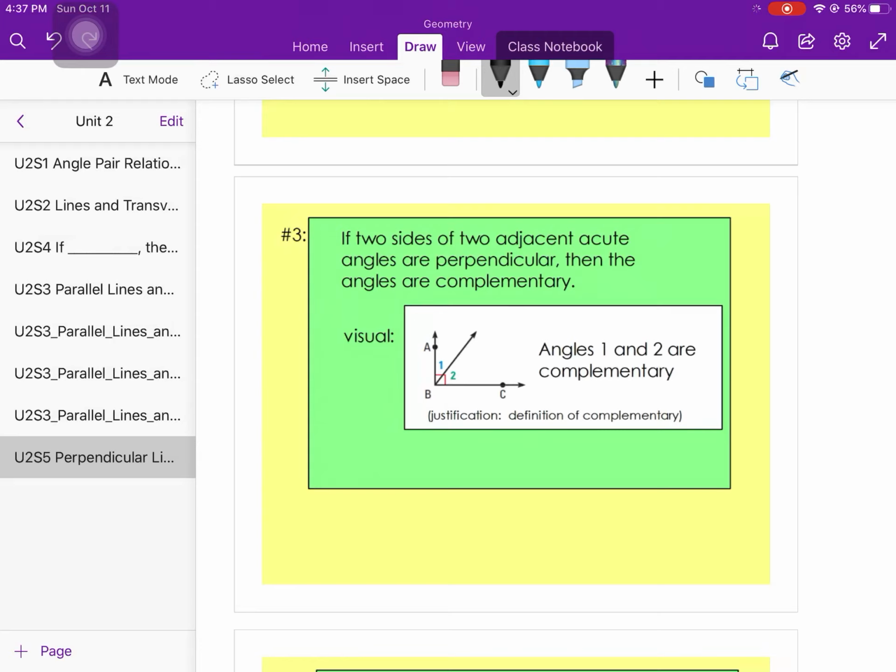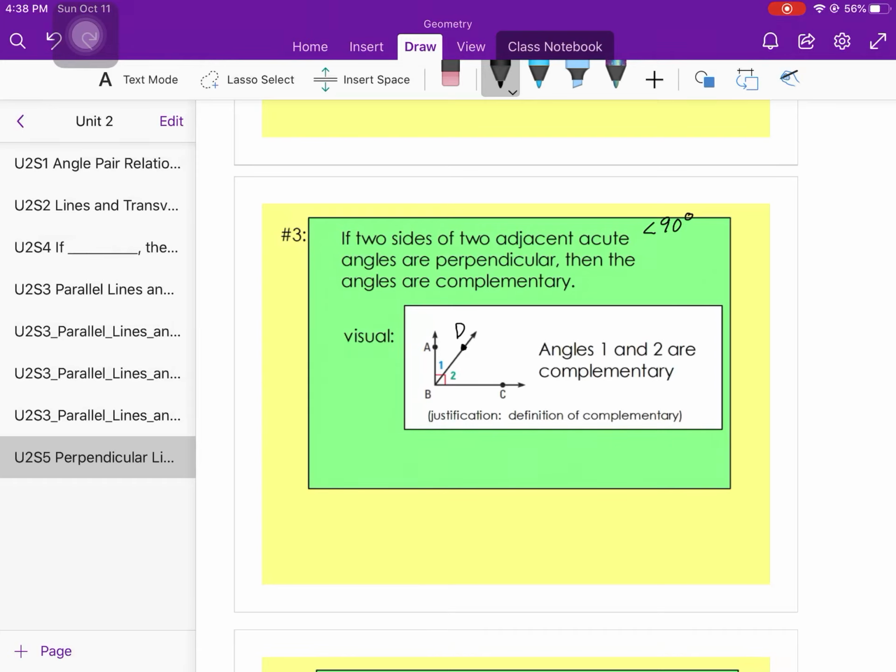Now we're on to number 3. If 2 sides of 2 adjacent acute angles, remember acute is less than 90, and adjacent means side by side, are perpendicular, then the angles are complementary. So if AB, and this should say like D. So if ABD, which is angle 1, and CBD, which is angle 2, are perpendicular to each other, forming that right angle, that means they're complementary, which means they add up to 90 degrees.